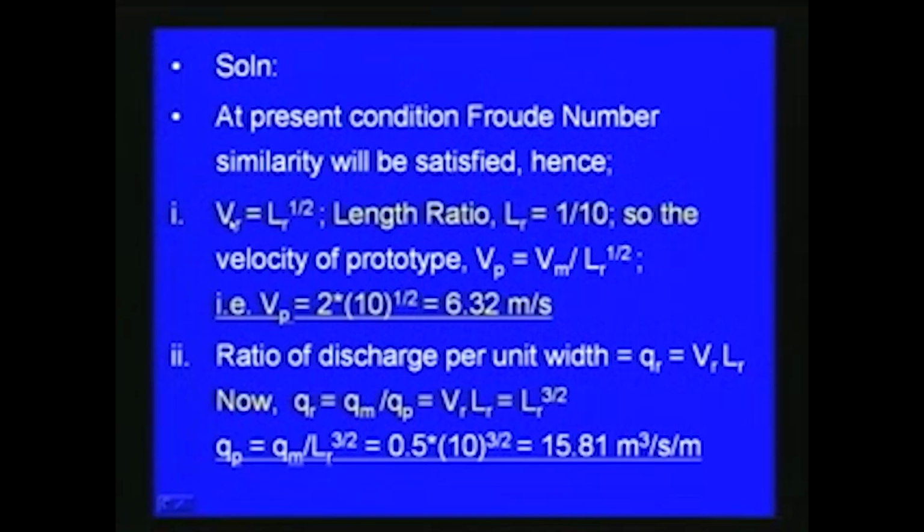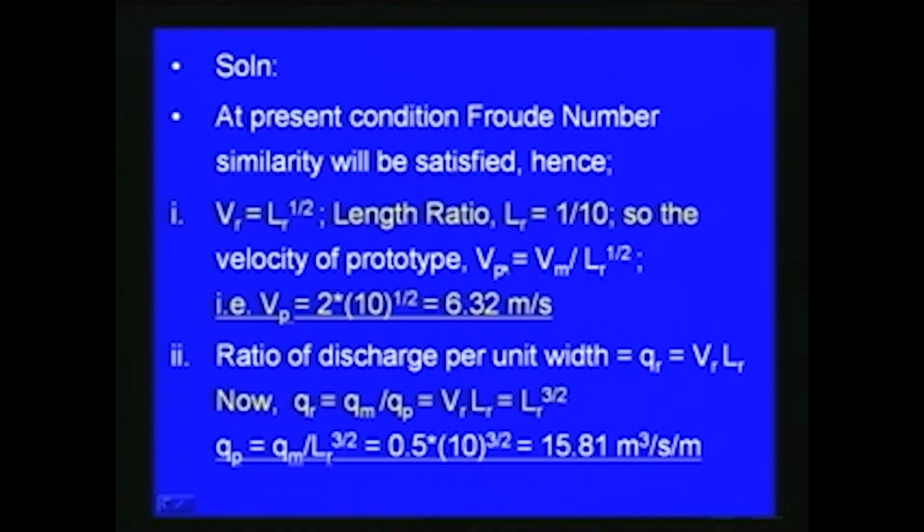So, as I mentioned, for this particular problem, the gravitational effect is more important. So, Froude number similarity we can directly use. If we use the Froude number similarity, we have already seen the velocity ratio is the length scale ratio to the power 1/2, or square root of Lr. The length ratio is given as Lr equal to 1/10.